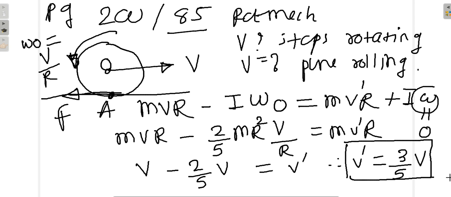Now let us consider the second situation, when the body starts pure rolling.